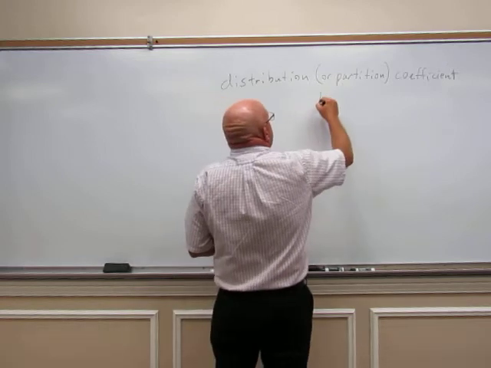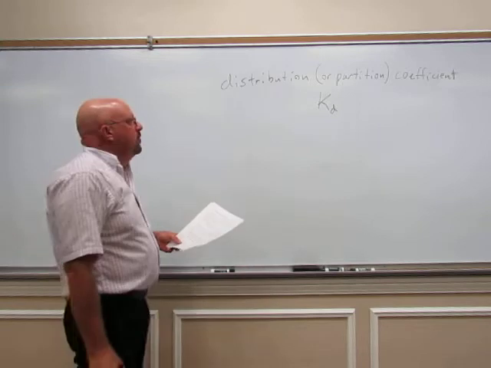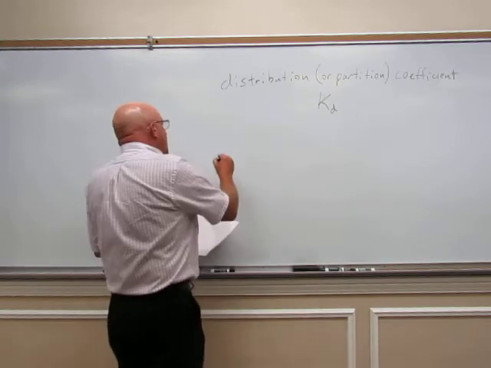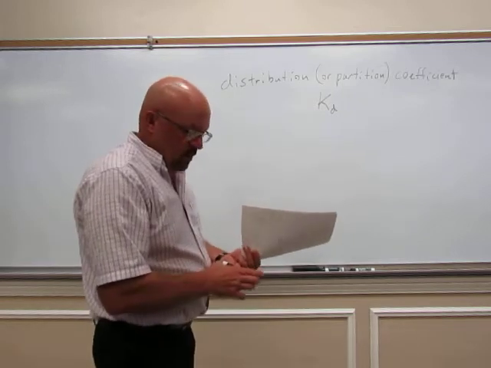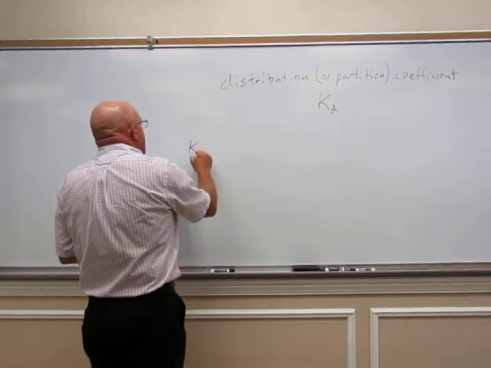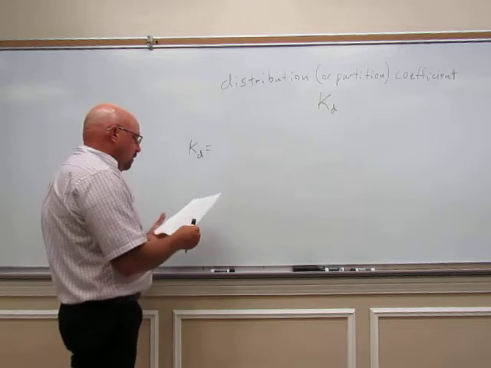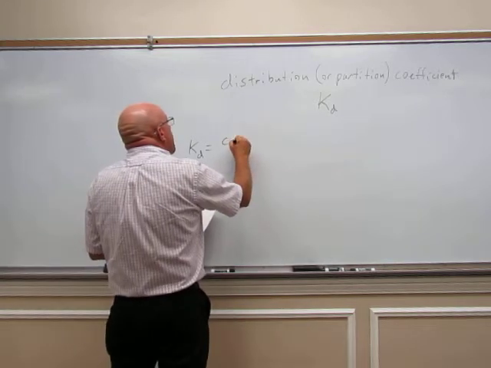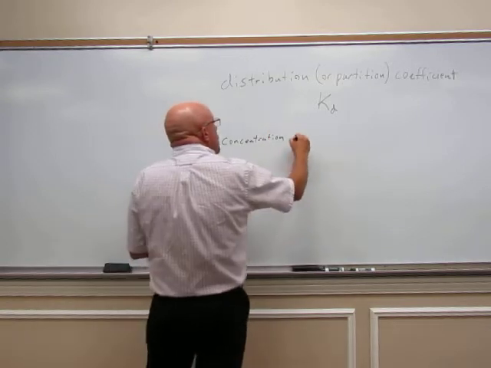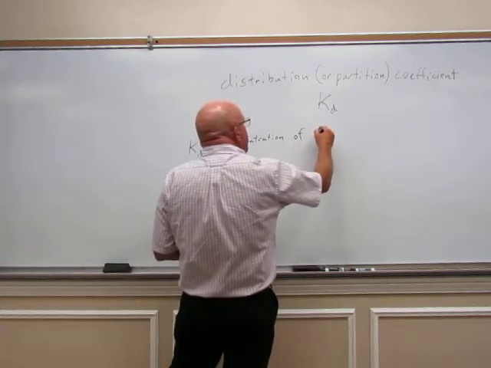And the symbol that's used is KD, capital K with a subscript D. Now the distribution coefficient is equal to the concentration of our compound, whatever it happens to be. I'm just going to say compound C.